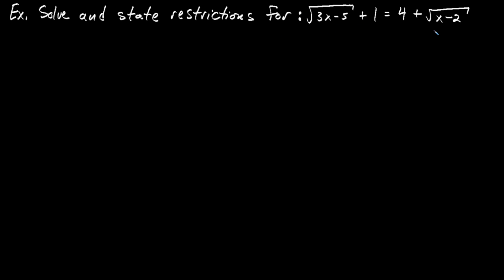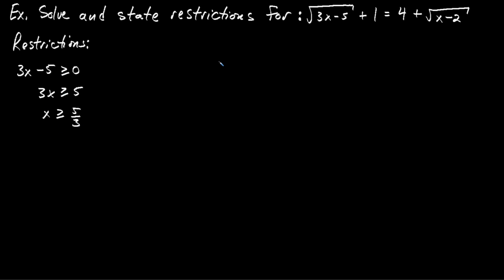Alright, so our equation is the square root of 3x minus 5 plus 1 equals 4 plus the square root of x minus 2. We're going to talk restrictions first. So restrictions. Alright, so we've got two radicals to look at. So we have 3x minus 5 has to be greater than or equal to 0. So 3x is greater than or equal to 5. So x is greater than or equal to 5/3.